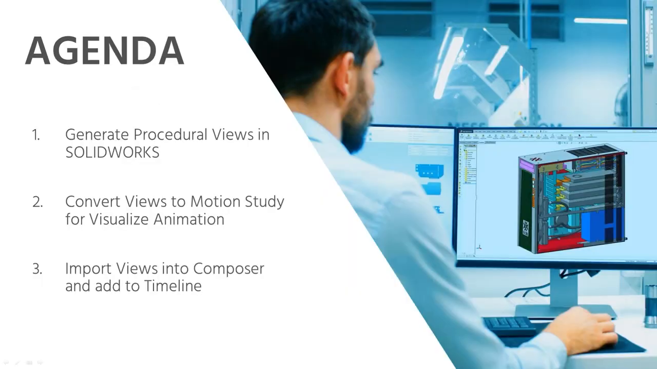So today we're going to cover three topics. We'll keep it to the point and educational here. The first thing we're going to do is generate procedural views inside of SOLIDWORKS. Then we're going to take those views and bring them into a SOLIDWORKS motion study in order to create a visualized animation. So that's going to go into the motion study, then import into Visualize for that animation.